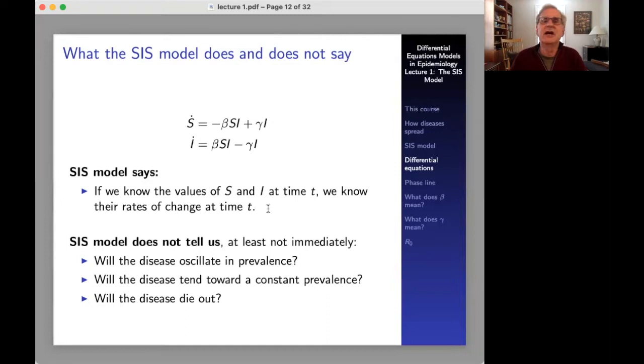What this model does not say, at least not immediately, is what's going to happen. Is the disease going to oscillate in prevalence? Will the disease tend toward a constant prevalence? Will the disease die out? These equations at the moment don't tell us any of that.